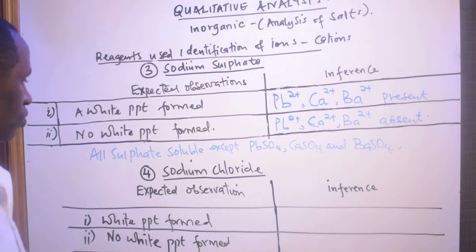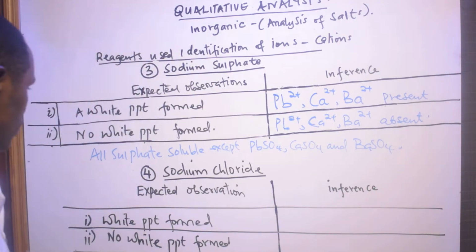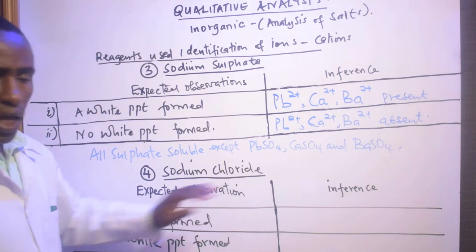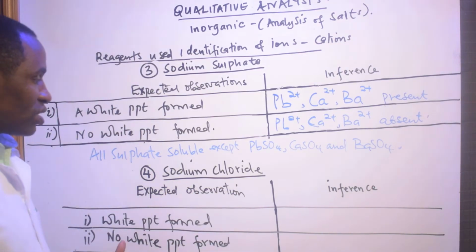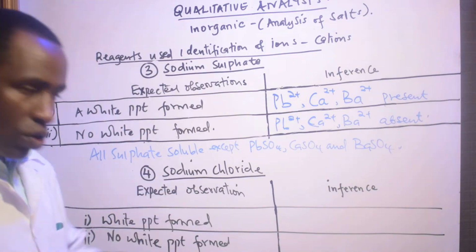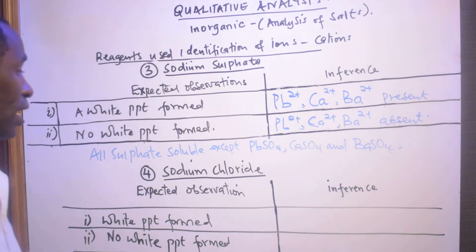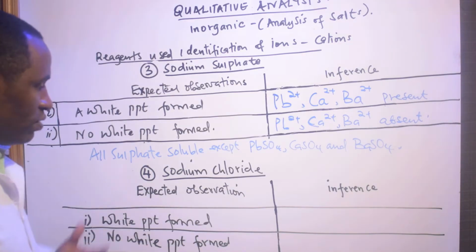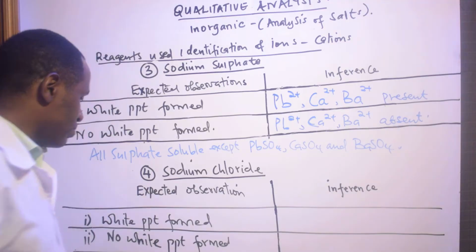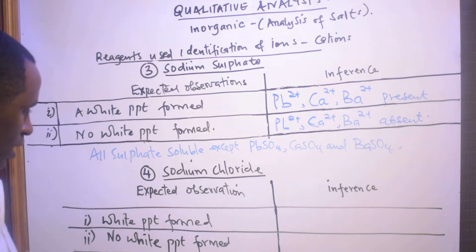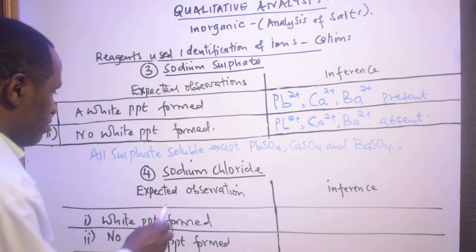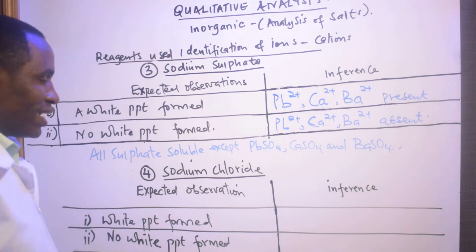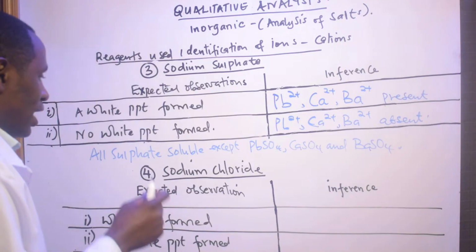Now let's talk about the sodium chloride as a fourth reagent. Again, this one also has to do with the precipitation reaction. What we're supposed to ask ourselves is which of these chlorides are actually insoluble, because if they are insoluble, that's when you're going to form a white precipitate. All the chlorides are soluble with an exception of lead chloride and silver chloride.